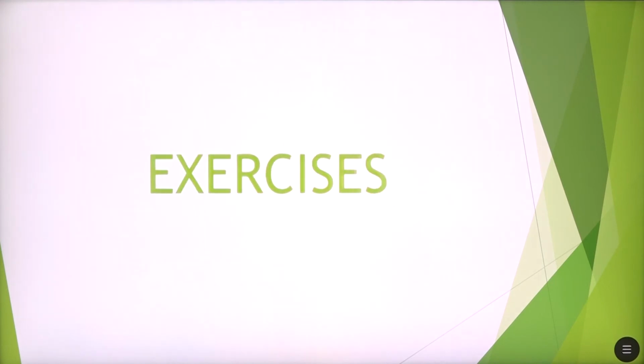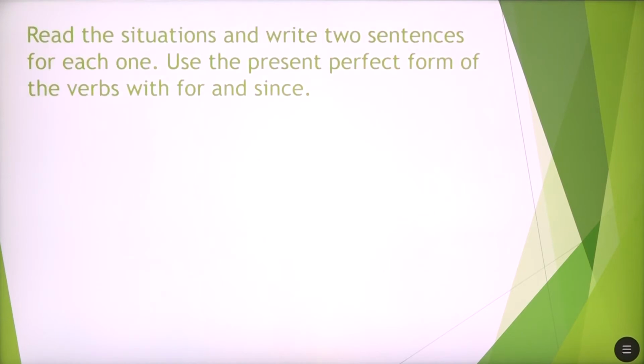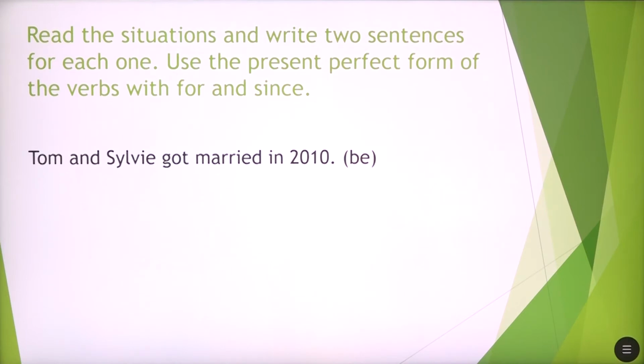Exercises. Let's see how much we understood from the grammar parts that we discussed. Read the situations and write 2 sentences for each one. Use the present perfect form of the verbs with for and since. We've got an example here of how to create these sentences.